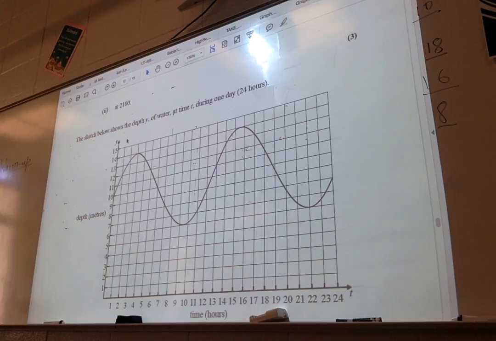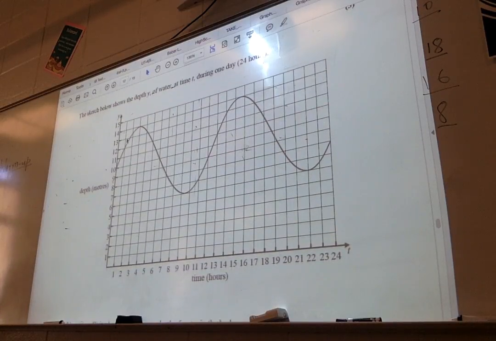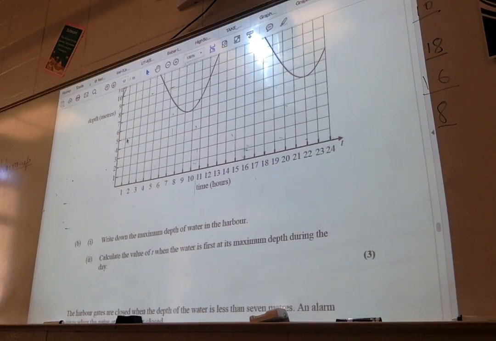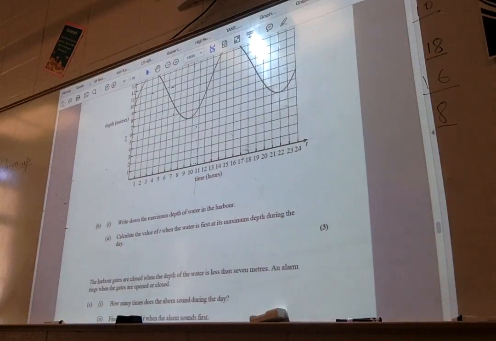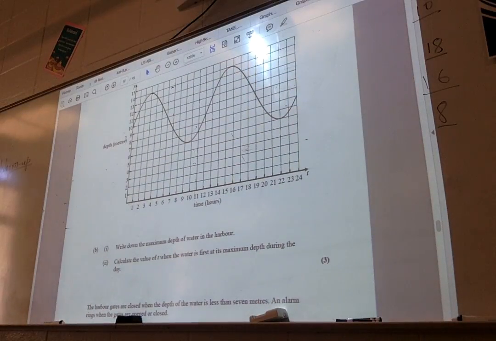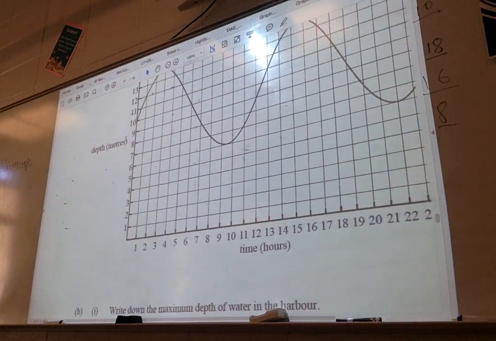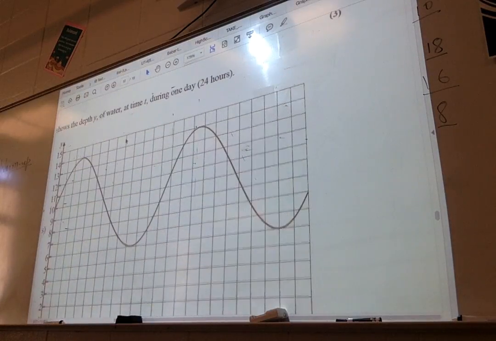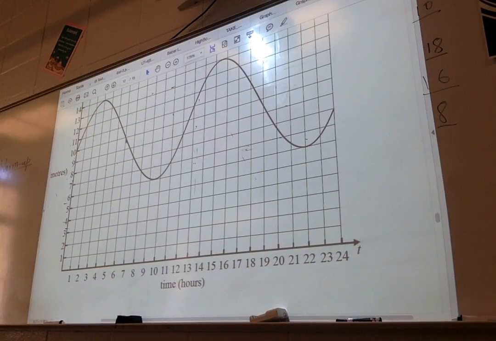The sketch below shows the depth y of water at time t during one day, that is 24 hours. Okay, what's the question? Write down the maximum depth of water in the harbor. What's the maximum depth of water? 14 meters. How much? 14. Yeah.